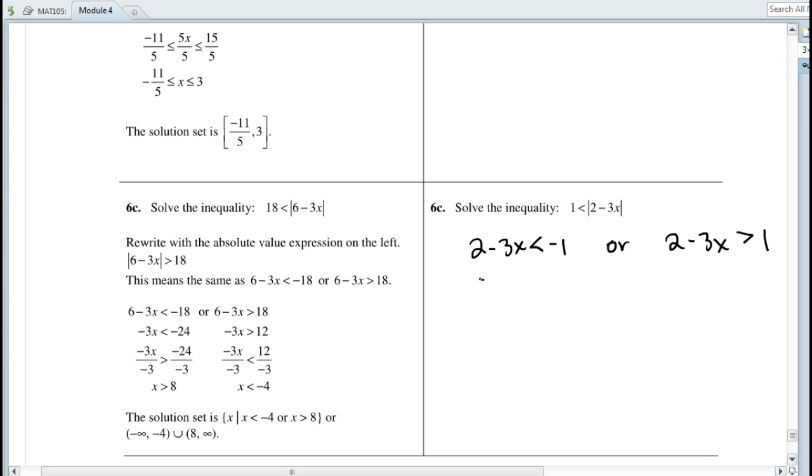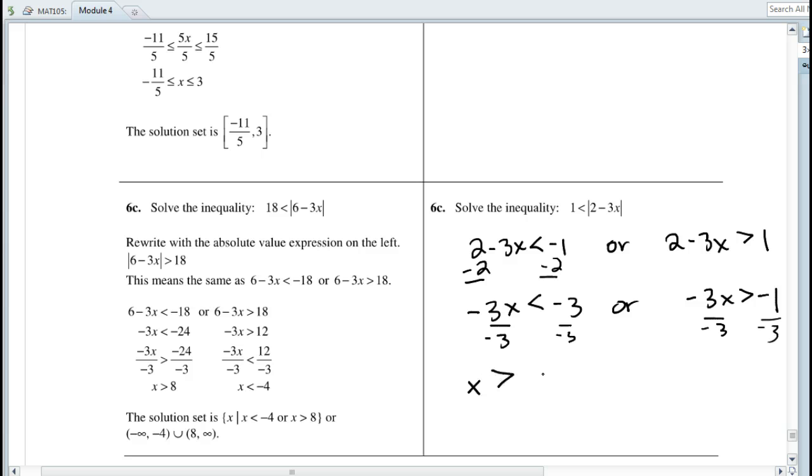So start by subtracting 2, so you have negative 3x less than negative 3, or over here we subtract 2 also and get negative 3x bigger than negative 1. So now in both these we're going to have to divide by negative 3, but remember to flip the symbols. Got to flip the symbols. So here we have x bigger than positive 1, or x smaller than positive 1/3. So this part is 1 up to infinity. We union that with negative infinity up to 1/3.